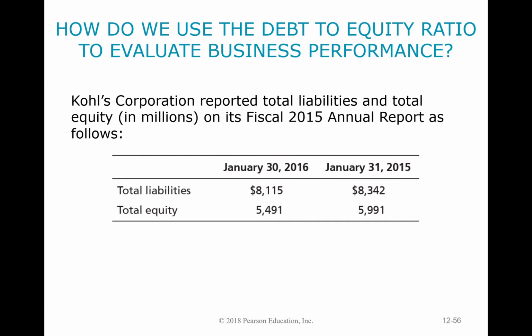So for Kohl's, we have total liabilities and total equity in millions. This is the fiscal 2015 annual reporting. At the end of January 30th, 2016, we had total liabilities of $8,115 million and total equity of $5,491 million, which, if we add three more zeros on the end, we're really looking at $5 billion and $8 billion.